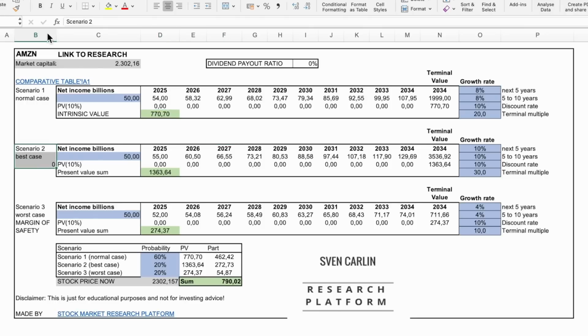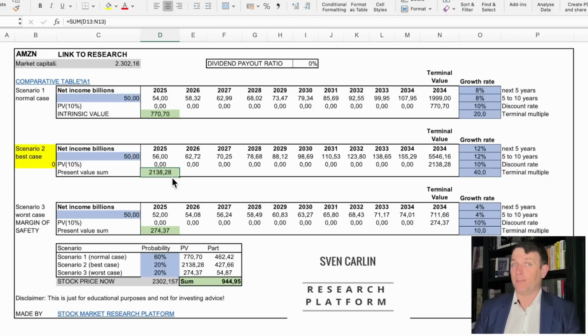But let's go to the best case scenario. Let's put 12% growth rate for the next 10 years, discount rate of 10, multiple of 40, and that then explains the current stock price or market capitalization. So sometimes you can use stock price, sometimes market cap, depending on what you like most. As Warren Buffett said at the beginning, he likes to think in market caps because he likes to buy businesses.